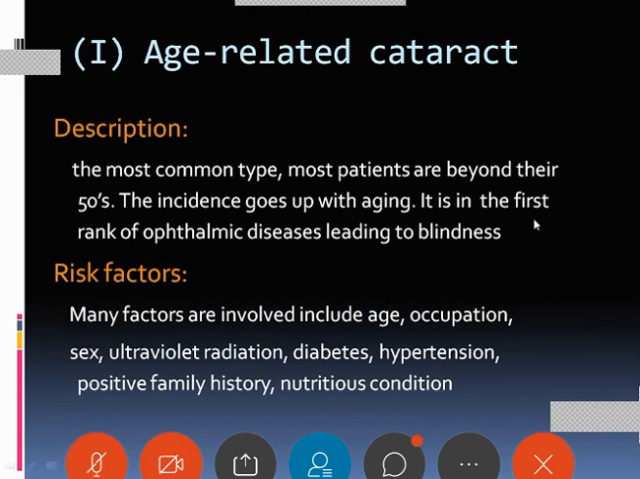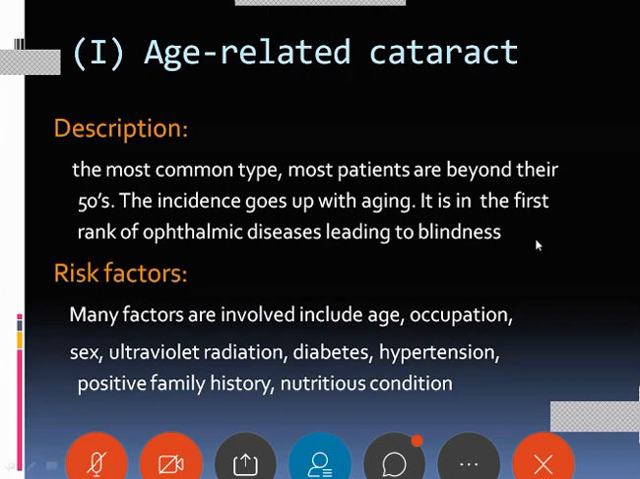Coming to the cataract, age related cataract, the senile cataract is the most common type of cataract and usually occurs after 50 years, but in some families it may occur below 40 years also. Genetic factors may be involved in the occurrence of cataract at an earlier age.